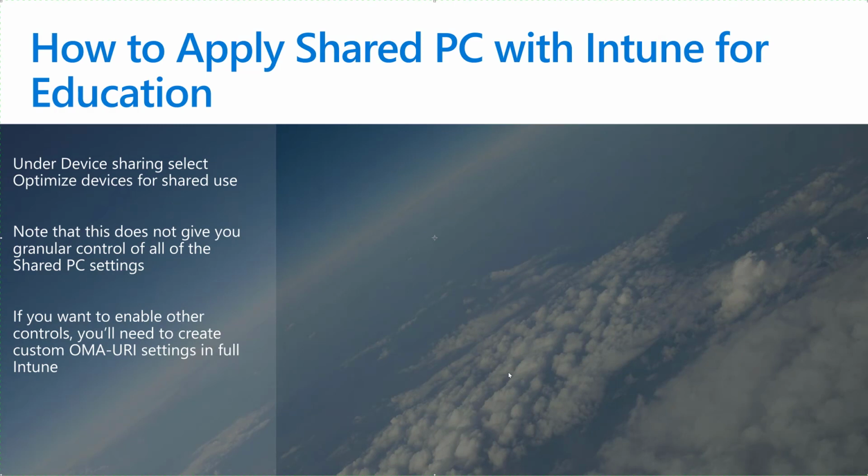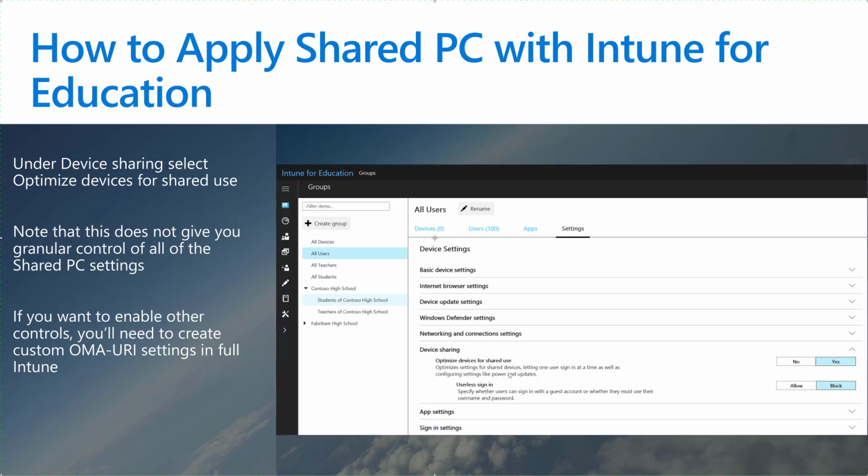So how do we apply this with Intune for Education? Well, I showed earlier that we can do that through the express configuration settings, but if you already have groups that are configured, but you did not select shared PC, then we have options here through the group settings. So if you go into your groups, select a group, and then go to the settings option at the top, you will then see device sharing. So expand device sharing and then select optimize devices for shared use.